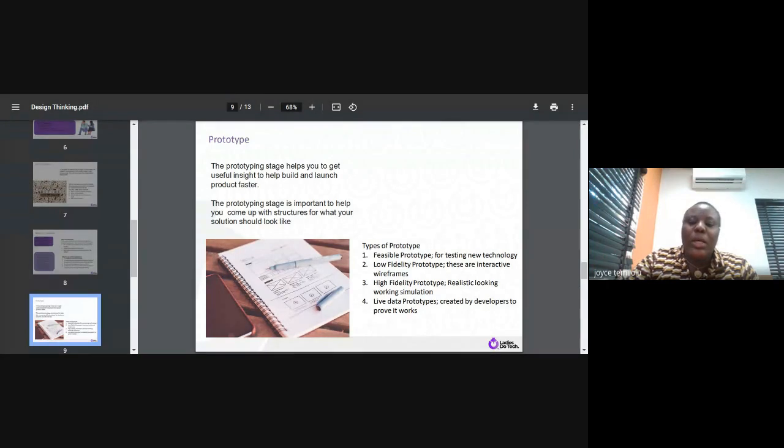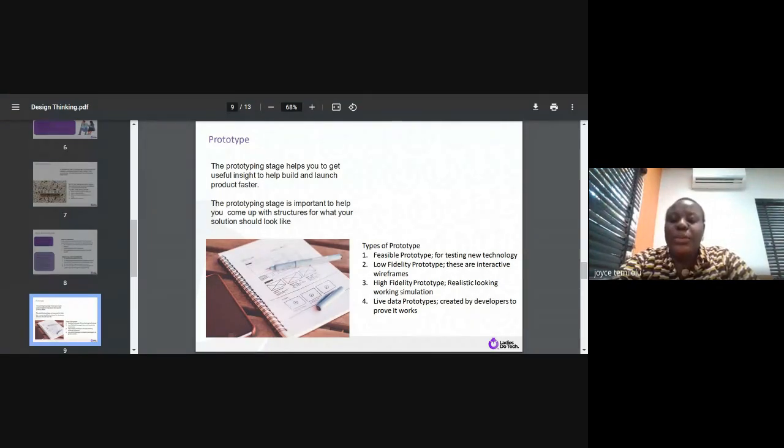And we have two major types of prototype, but altogether, I listed four. I listed the physical prototype for testing your technology, and the low fidelity prototype. These are interactive wireframes.